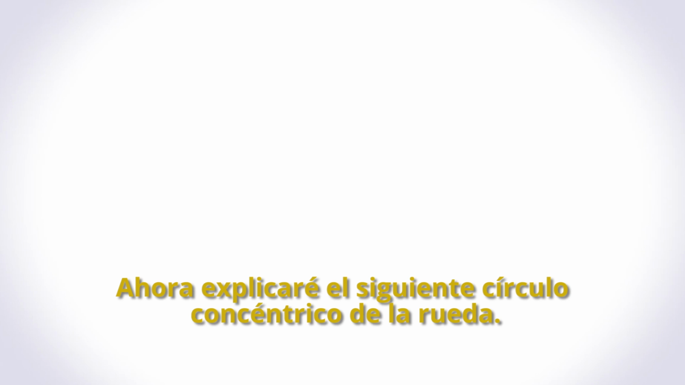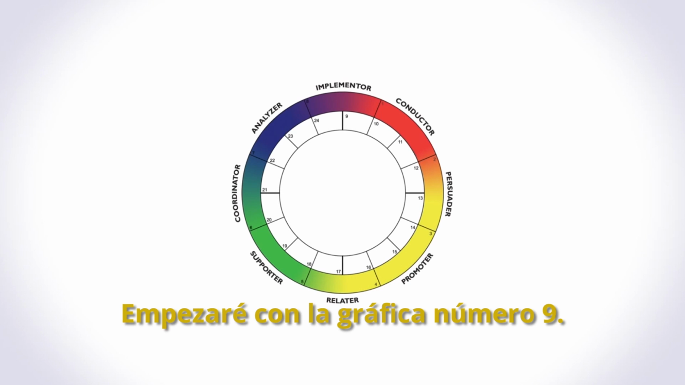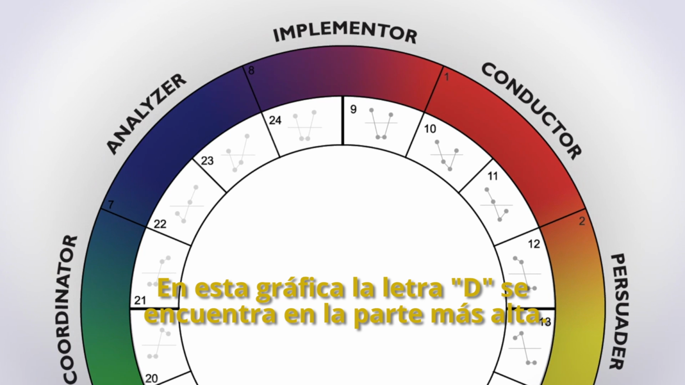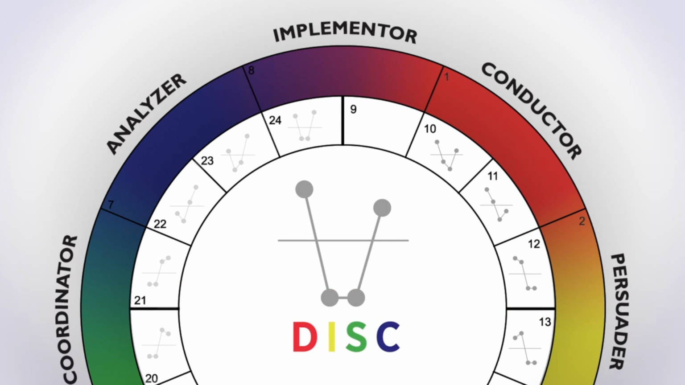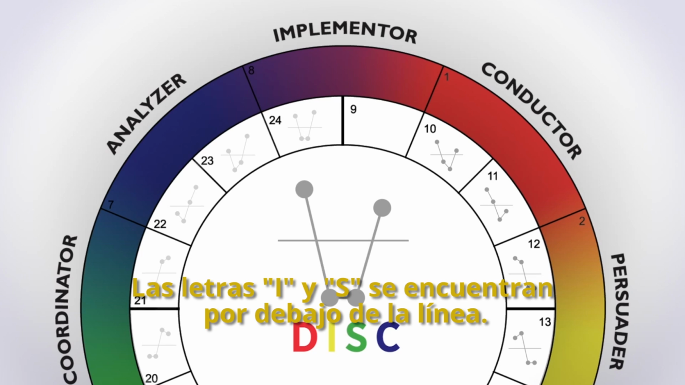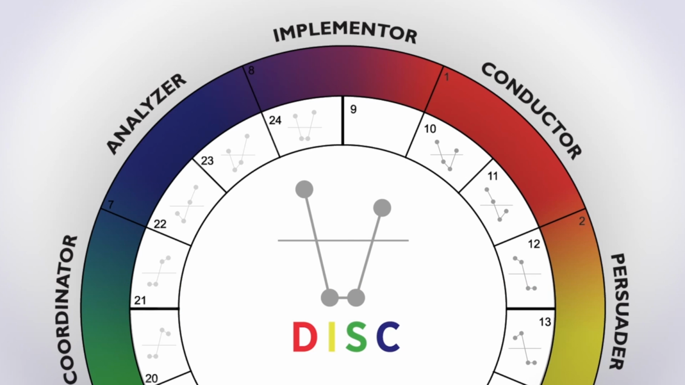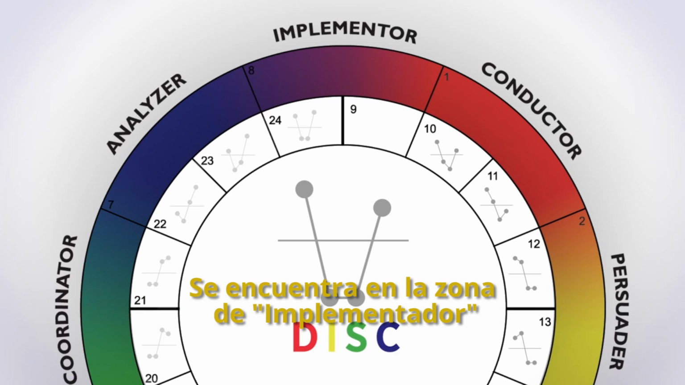Now I want to discuss the next ring on our wheel. We're going to start with number 9. If we look at number 9 and we look at the graph, we can see that the D is the highest point, the I and the S are below the line, and the C is above the line but fairly close to the D in intensity. That is in the implementer segment.